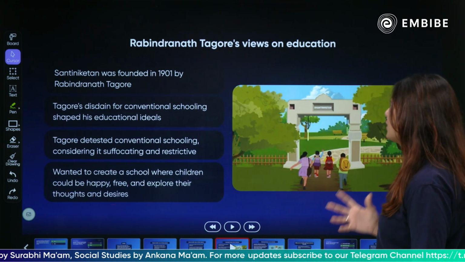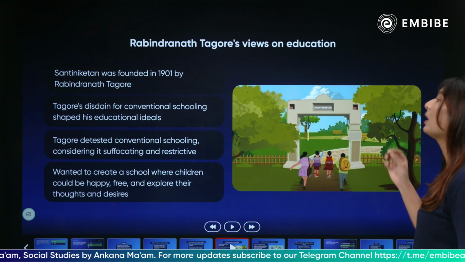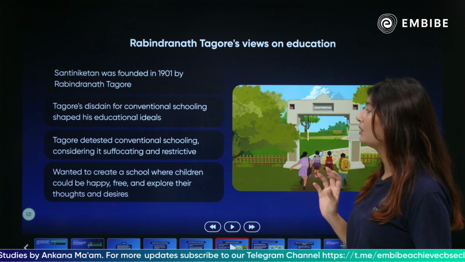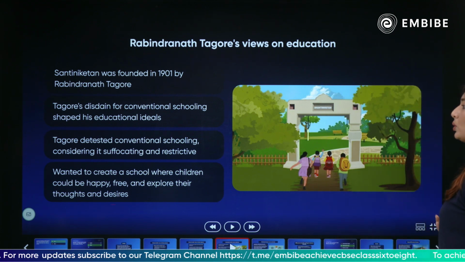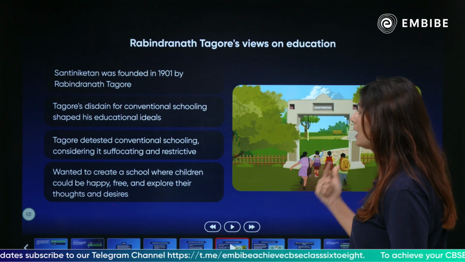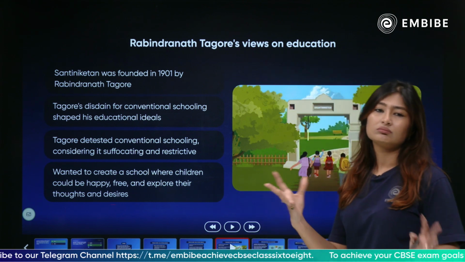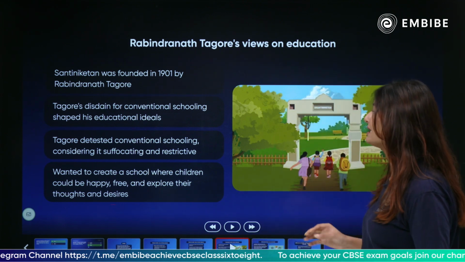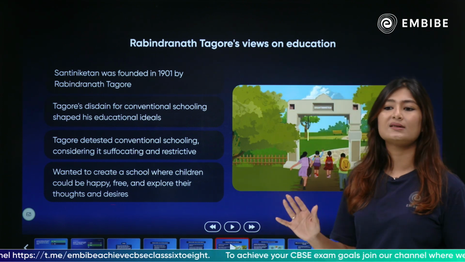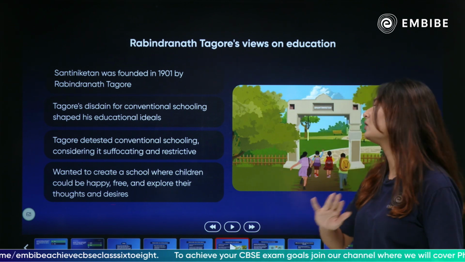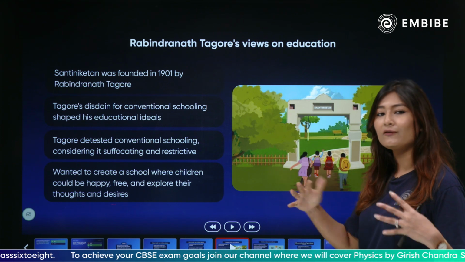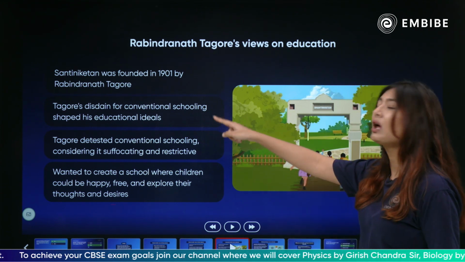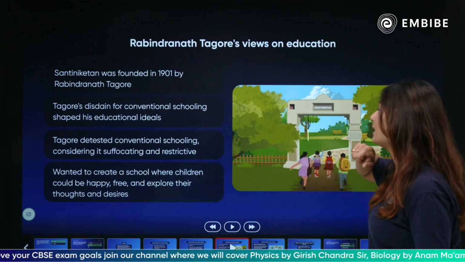Similarly, there were views of Rabindranath Tagore as well. He had founded Shantiniketan in 1901. There was disdain for conventional schooling, which shaped his educational ideas. Okay? So, he was not very much in favor of this. He detested conventional, traditional schooling. He did not appreciate it. He felt it was very limited, restricted, because we see flexibility is not there. And he understood how flexible people were in pathshalas, right?